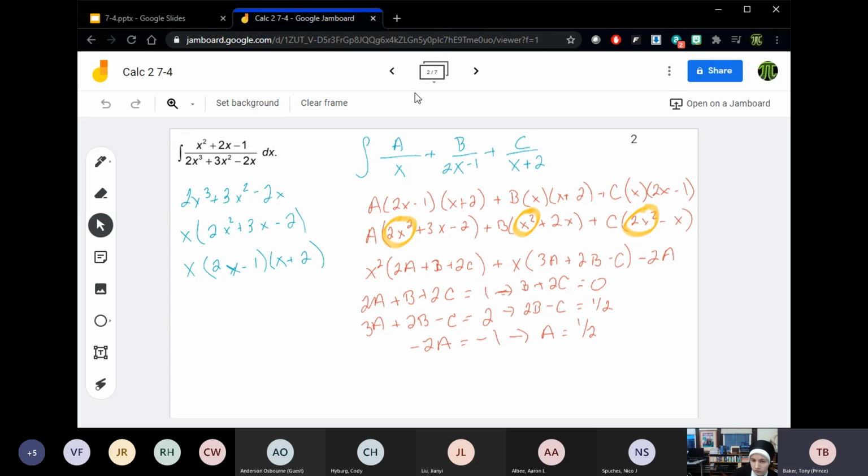We still good? Okay, so we've got B plus 2C equals 0, and 2B minus C equals 1/2. A simple way to do this would be elimination. I can multiply the first equation by 2, so I get 2B plus 4C equals 0. Then I can subtract the two equations, so I end up getting 5C equals 1/2. So C is 1/10.